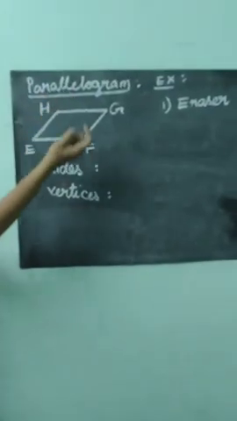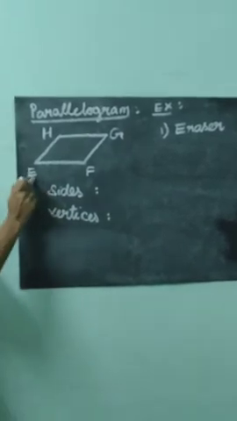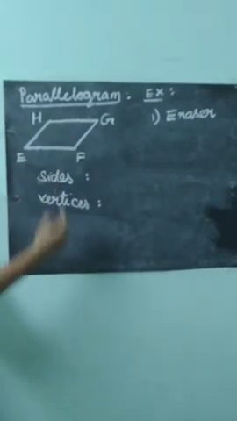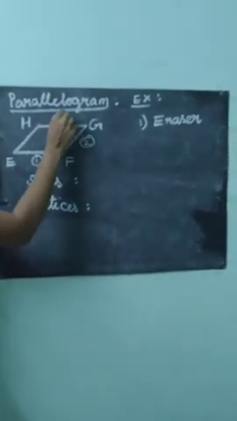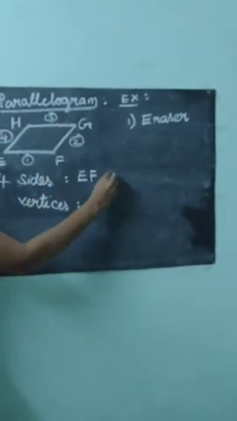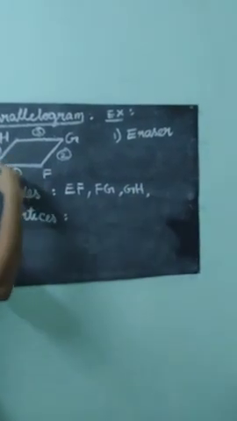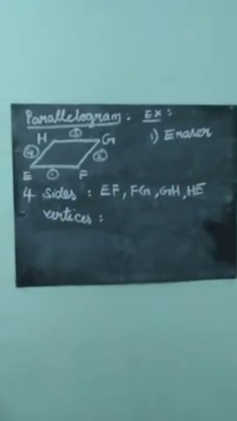Now the next shape is the parallelogram. This is a parallelogram. In your book they are giving the name EFGH. The first one is sides. In a parallelogram, how many sides? 1, 2, 3, 4. 4 sides. And what are they? EF, FG, GH and HE. There are 4 sides.